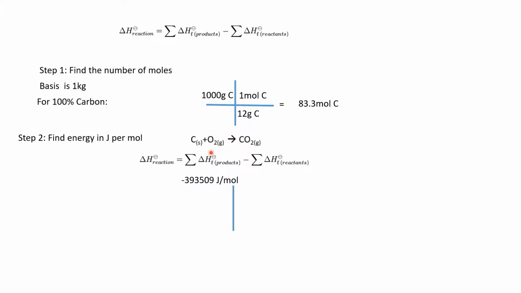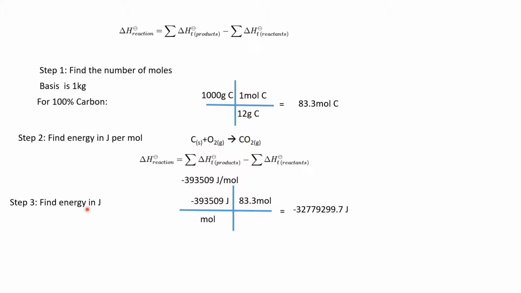So carbon plus oxygen yields CO2. I left it out, but I'll go ahead and verbally say it. The heats of formation for these two elements are going to be 0. So the heat of reaction is simply the heat of formation of carbon dioxide, which is negative 393,509 joules per mole. So that's step 2. We found energy in joules per mole using Hess's law. Now step 3 is find the energy in joules, okay?